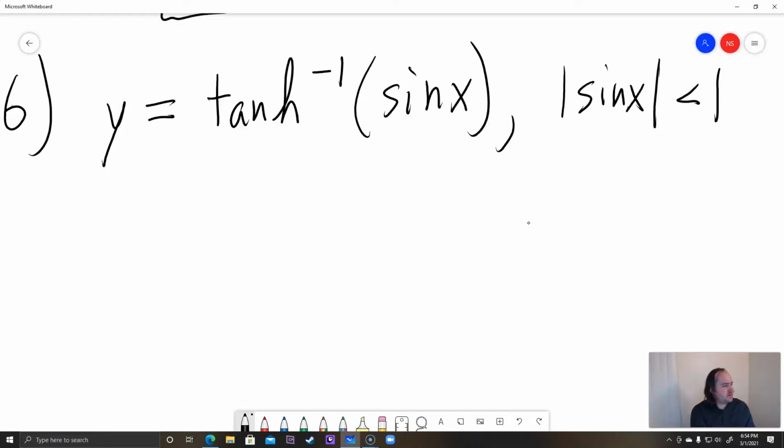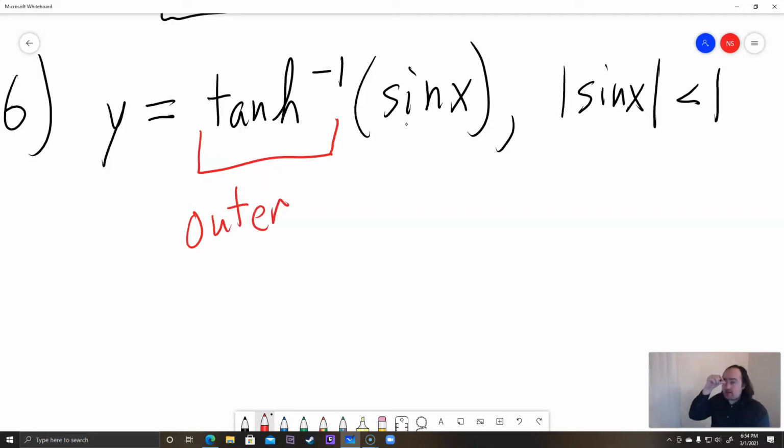So what we want to do here is take the derivative of this. Here we've got an outer function, which is tangent inverse, and then we have an inner function, which is sine of x. Now pay attention. Notice this isn't actually sinh of x, the inner function. It's regular sine of x. That's an important point. Our outer function is tangent inverse, so that's hyperbolic tangent, and our inner function is just regular sine. Notice there's no h. So it's not hyperbolic sine, it's regular sine.